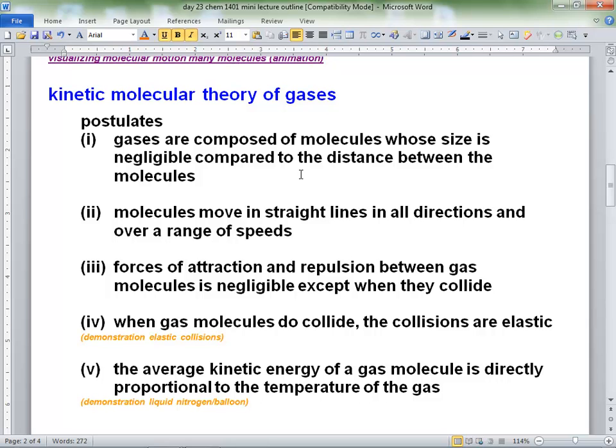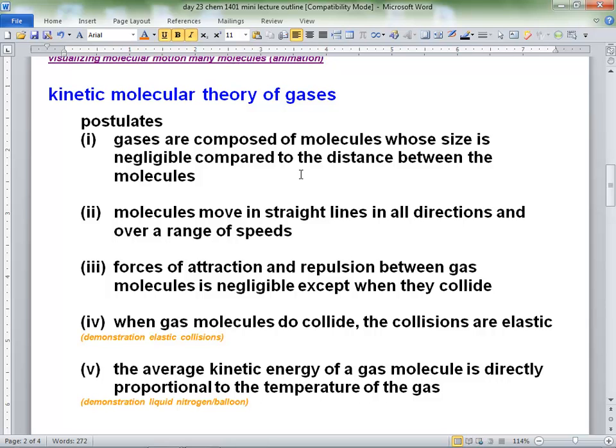The distance between them is huge. A gas must be mostly empty. Anybody see what I'm driving at? Empty space, right? A gas, there's hardly anything there. That's what makes it a gas, right? There's hardly anything there. There's a huge amount of free space between them.